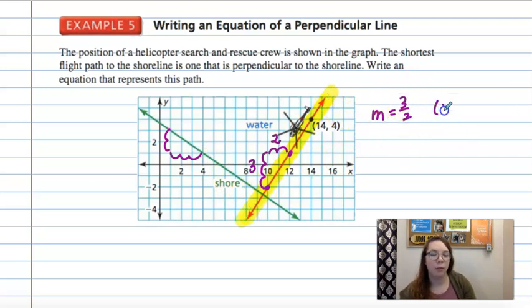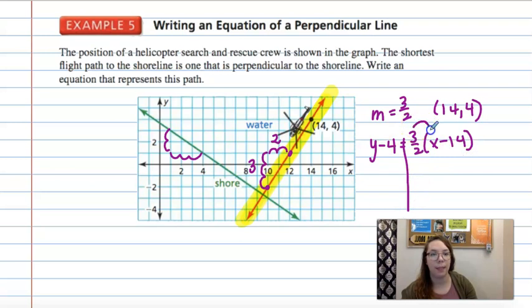And then we have the point 14, 4. So I'll use the point slope method so that you can get another example of that one, where I'm going to do y minus 4 equals 3/2 times x minus 14, and then I just need to work to isolate my y. So I'll distribute first. And then we're going to have to figure out, I think that would be -21, but I'll double check real quick.